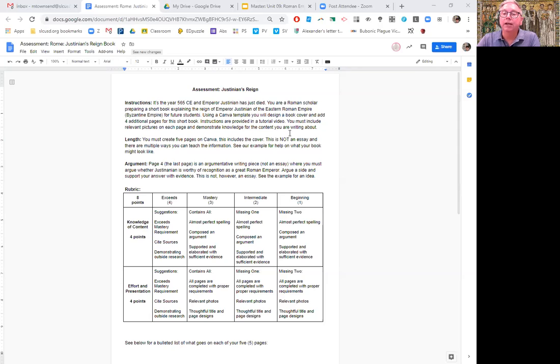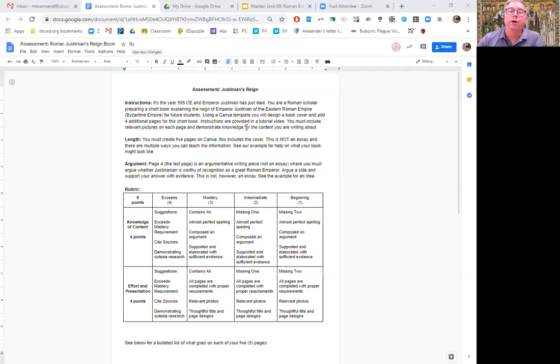Instructions are provided in a tutorial video. You must include relevant pictures on each page and demonstrate knowledge for the content you are writing about. So it's going to be a little different than how you used Canva in the past, but a lot of the same. Length: you must create 5 pages on Canva. This includes the cover. This is not an essay, and there are multiple ways you can teach the information. See our example for help on what your book might look like, and you'll find those examples on the slides.